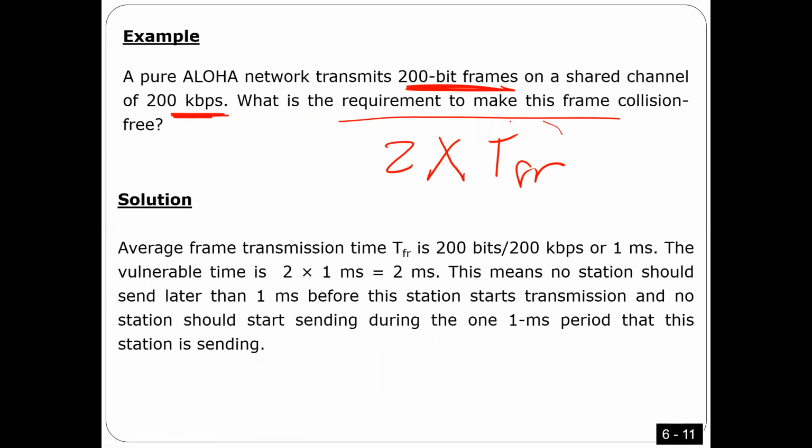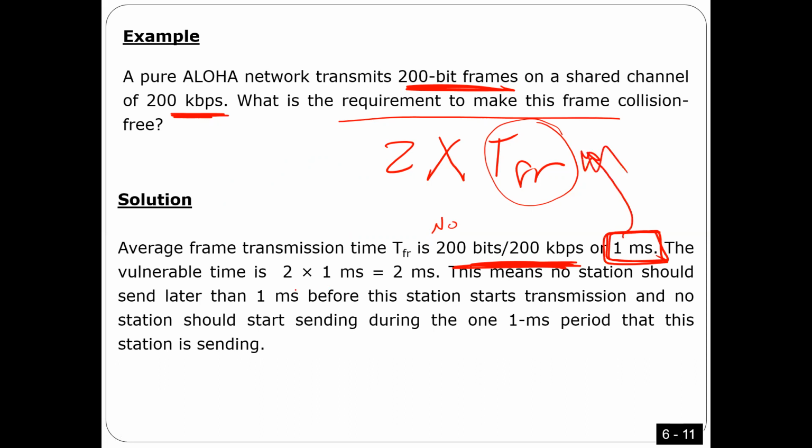So all you have to do is calculate the transmission time for a frame. The transmission time for a frame is the number of bits divided by the bit rate, how many bits per second. I already gave you the bit rate: I'm going to transmit 200 kilobit per second. Given this bit rate, I need to know the transmission time of a frame. So the transmission time is going to be 1 millisecond. This is TFR.